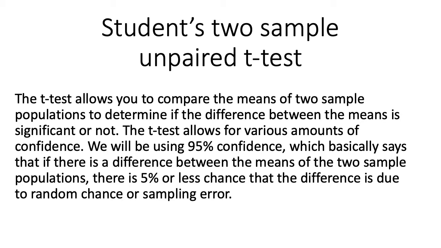This allows us to say with 95% confidence that the difference between the two sample means is a real difference and not just due to chance or sampling error. The other way we'll say this is there is less than a 5% chance that the difference we'd see is due to random chance or sampling error.